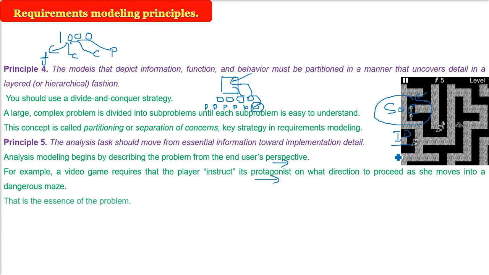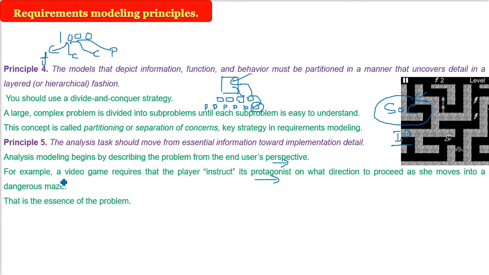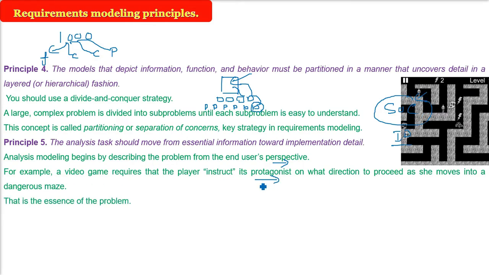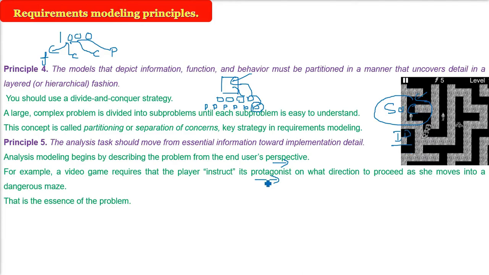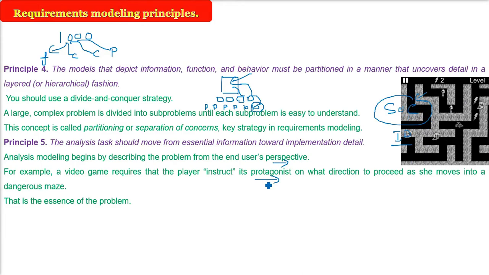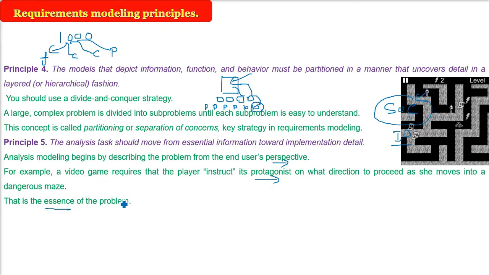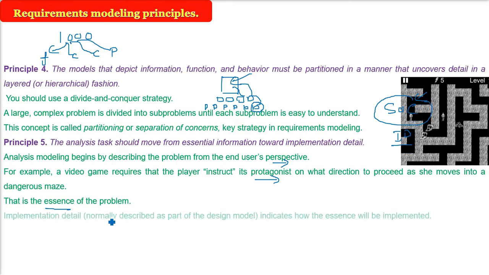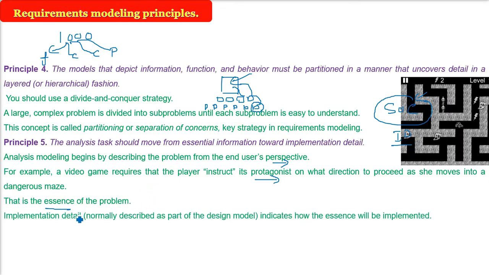So what is the problem? What is the essence of the problem? The essence of the problem is that the hero or the protagonist has to move. This is the essence of the problem. Then we will go to the implementation detail. Now you understand the problem. You understood the problem. Now we'll go to the implementation detail.